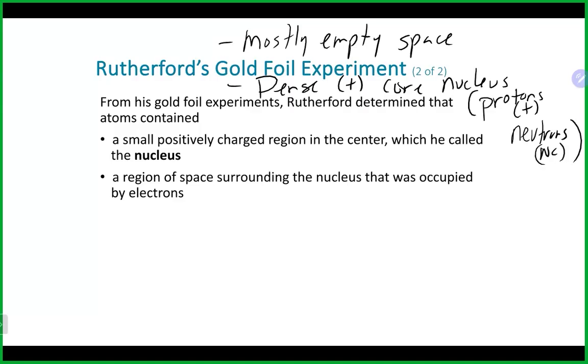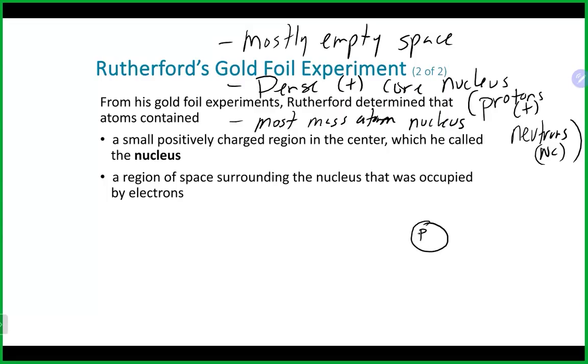And the other difference between the plum pudding model and this model of the atom was, instead of the electrons being most of the mass of the atom, most of the mass of the atom was the nucleus. So most of the mass of the atom is the nucleus, and we'll talk about in a second why that is as well.